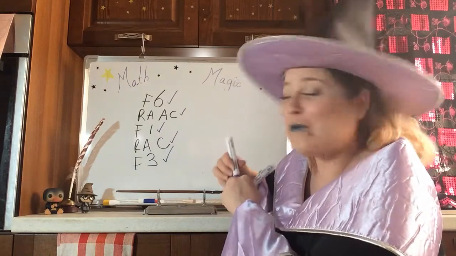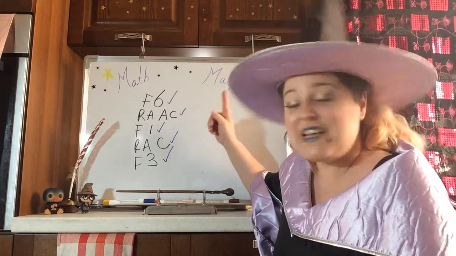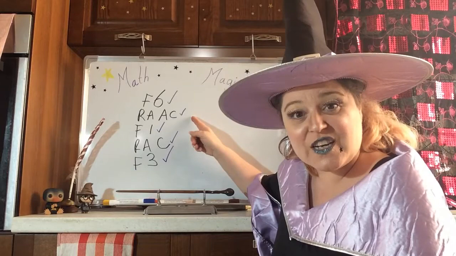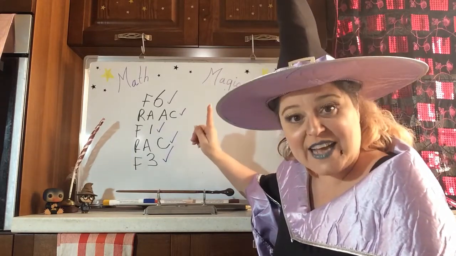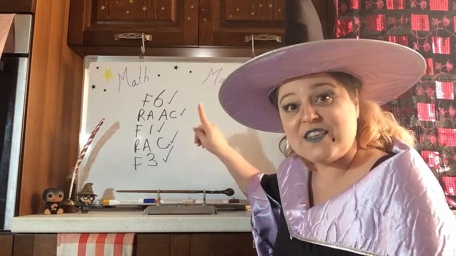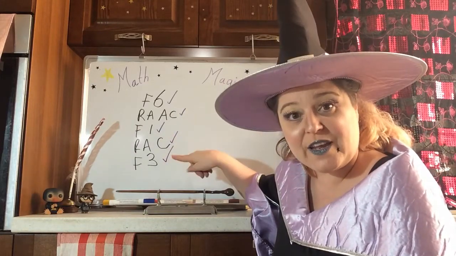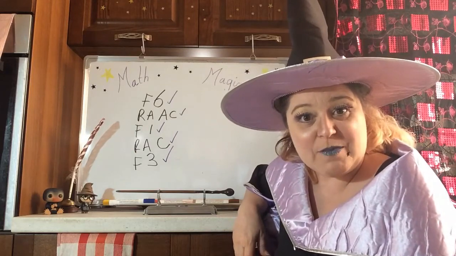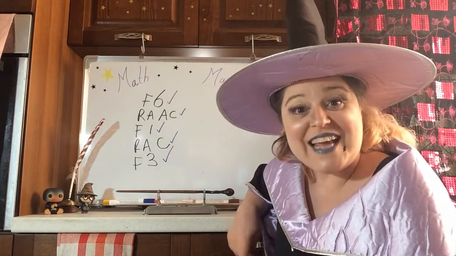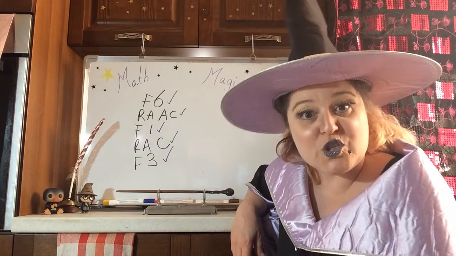So here's our program. Forward 6, right angle turn anti-clockwise. Forward 1, right angle turn clockwise. Forward 3. Very good. Now, ladies and gentlemen, we are going to take a look at your activity book 2C page 12.